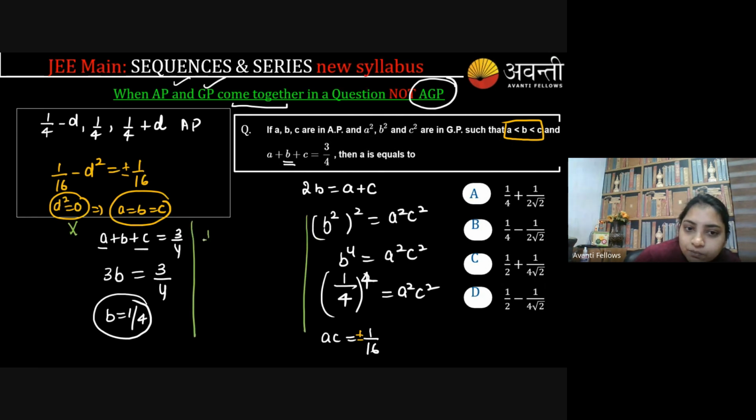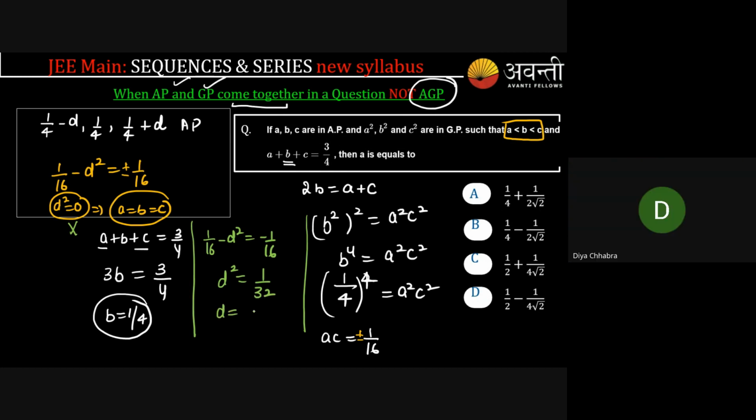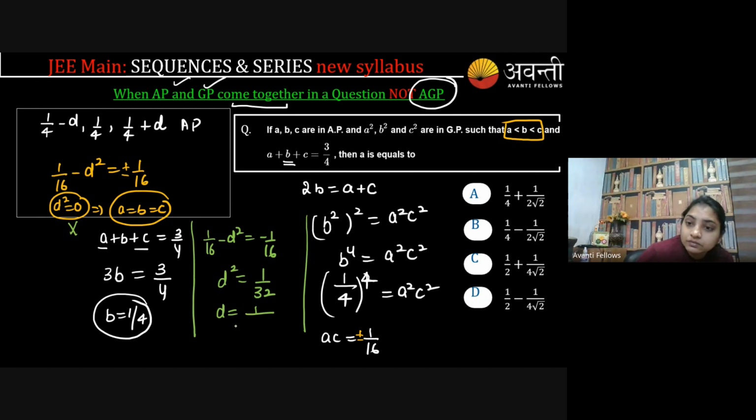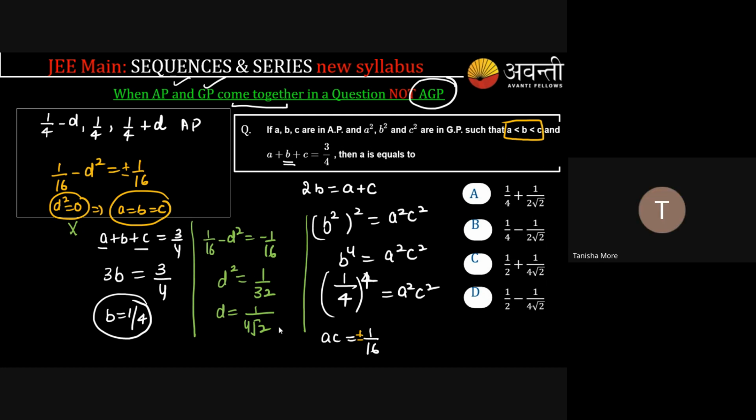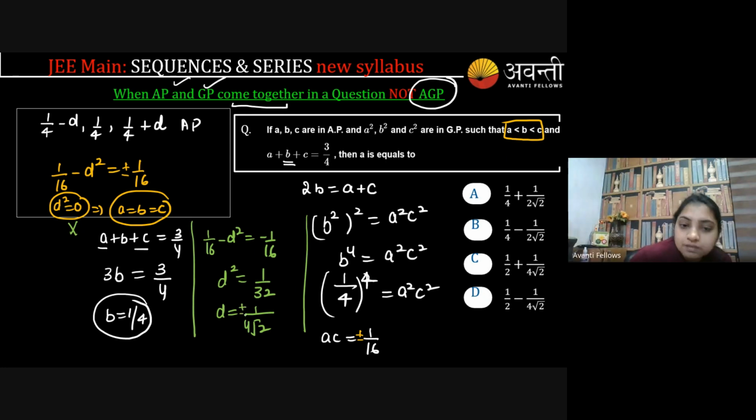So what should I do? मुझे ये करना चाहिए: 1 upon 16 minus D square must be equals to minus 1 upon 16. So D square must be equals to 1 upon 32. So D must be equals to 1 upon 4 root 2. Yes or no?